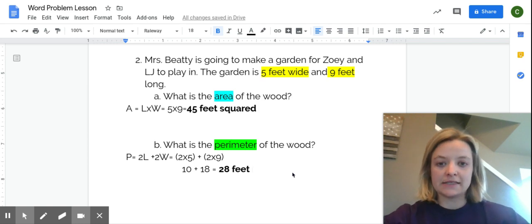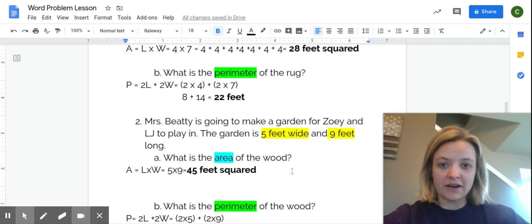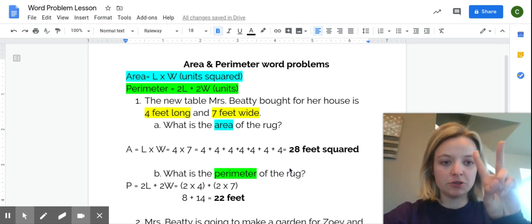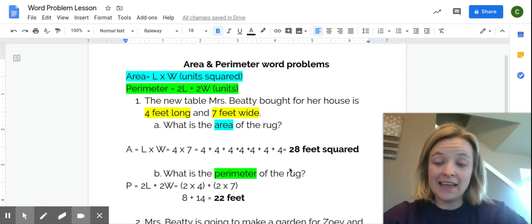So this is an example of how you guys are going to find the area and perimeter using word problems. You have 2 problems that you need to complete, and that is all for today.